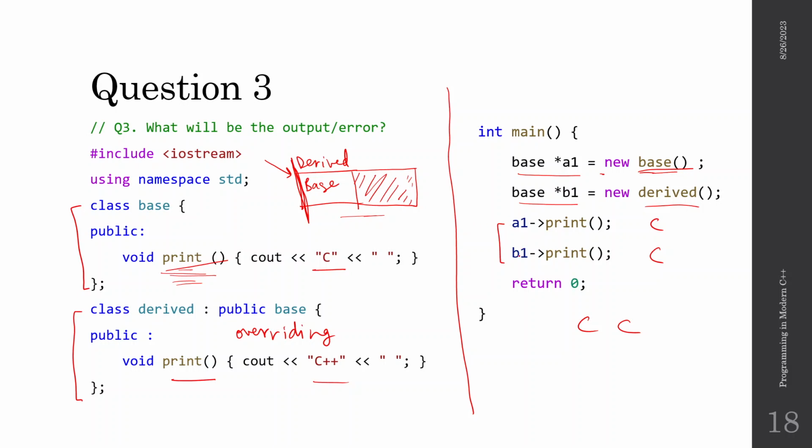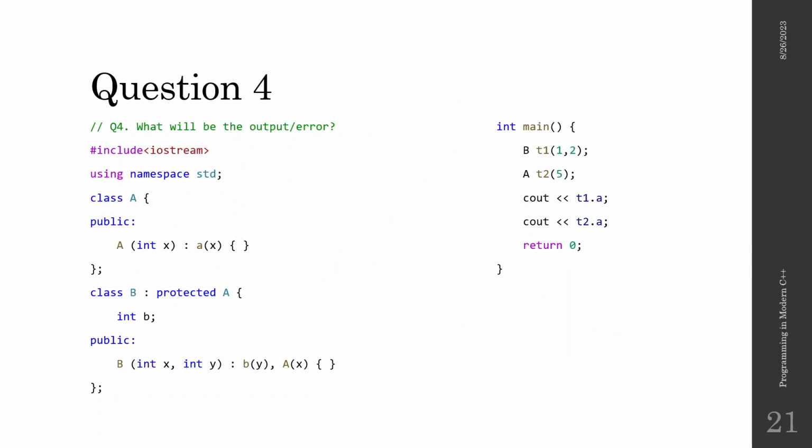And plus, this case, you will further be able to explore it in dynamic polymorphism, where which function is called depends on what kind of object it is. We will explore it later. Okay, so this is the next question.